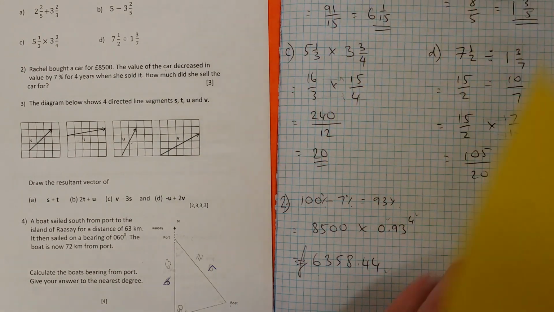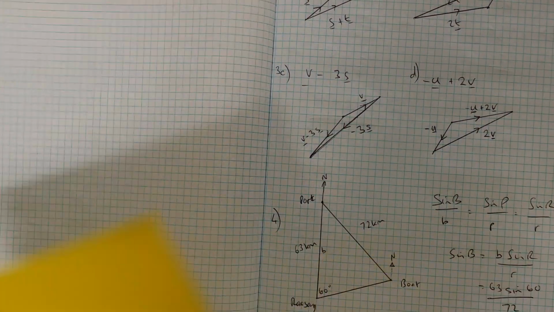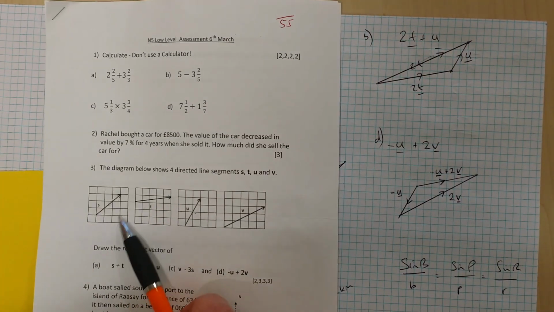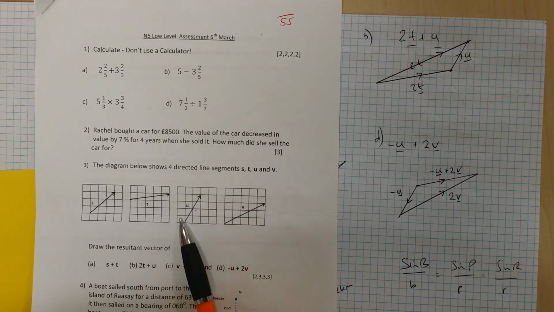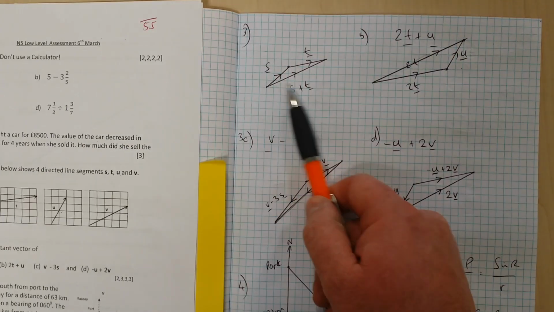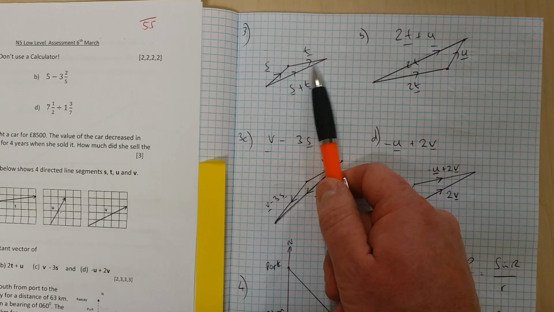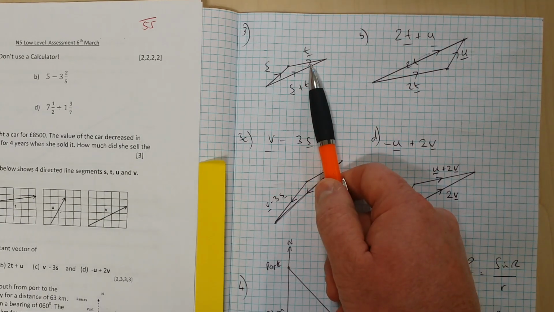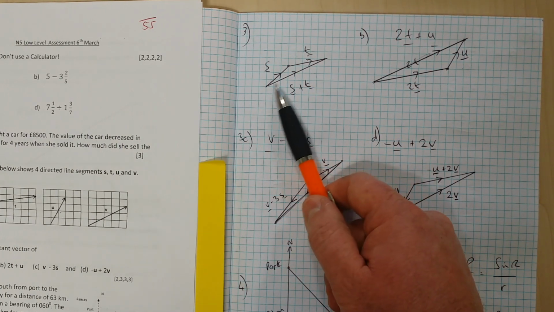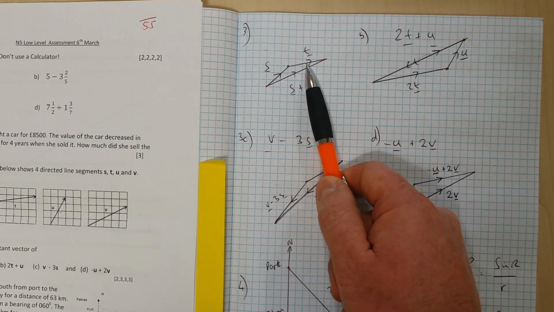Okay. Question number 3 is about vectors. When you're dealing with vectors, it tells you in the question that S is 3 along and 3 up, T is 5 along and 1 up, U is 2 along and 4 up, and V is 5 along and 3 up. So S is 3 along, 3 up, T is 5 along, 1 up, and you've got to draw them nose to tail with the arrows pointing in the same direction, and then your resultant vector is going to be from start to finish. In other words, it's the equivalent of S plus T, S and T together.